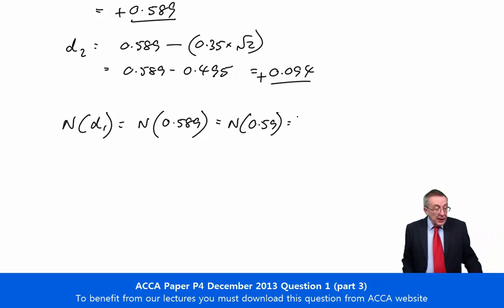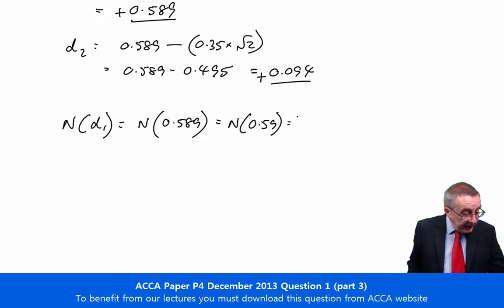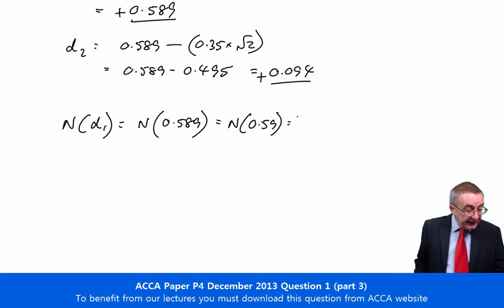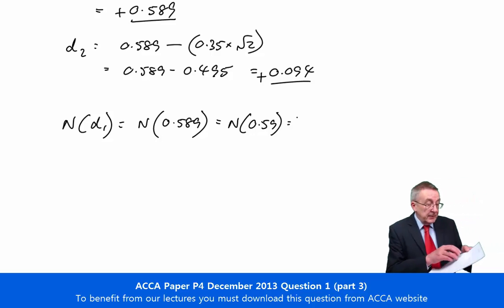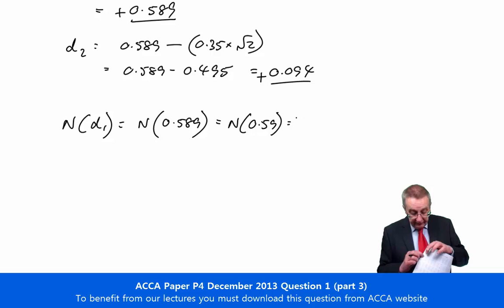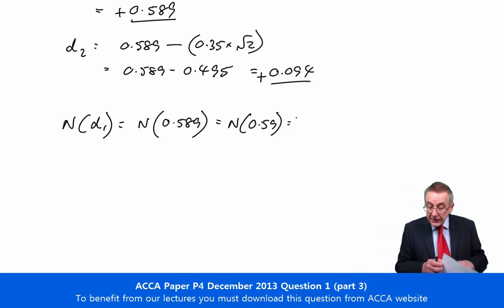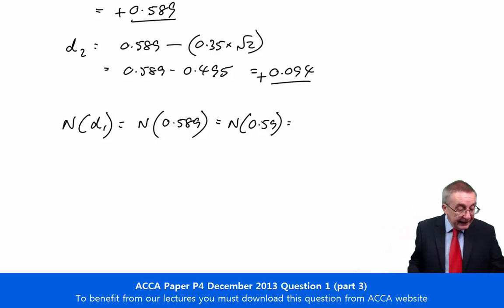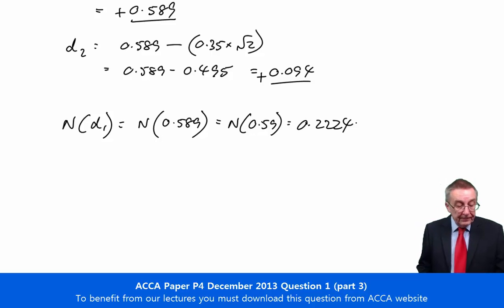And for 0.59, it's 0.5 down the side. I didn't explain, 0.5 down the side. And then as you go along, 0.50, 0.51, so it's the column 0.09. So for 0.59, I get 0.2224.